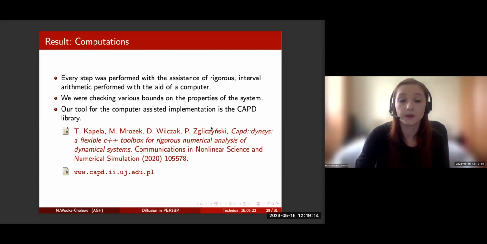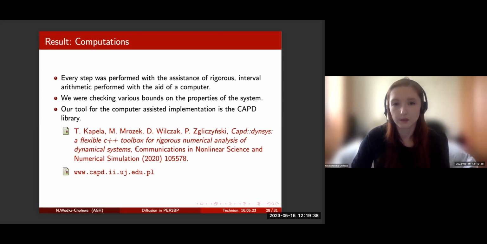Our main tool was the library CAPD. It's done by people at Jagiellonian University. There's a site, you can take it for free. You can just download it and use it. For example, this article explains a lot of things, how to do rigorous numerical analysis for dynamical systems. So you can read something like this and be able to calculate some things in some systems.